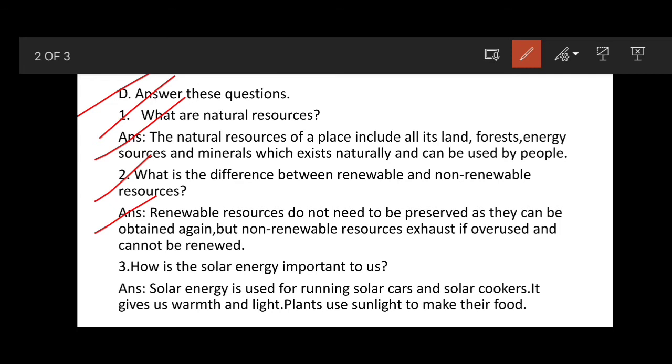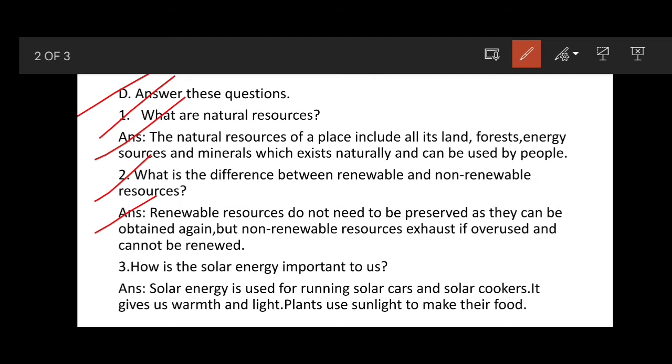Means renewable resources do not need to be preserved. Which are the renewable resources? Sunlight, air, wind, water. These are renewable resources. Okay, these resources we can obtain again and again. It renews naturally. We can get it again and again in a short time.